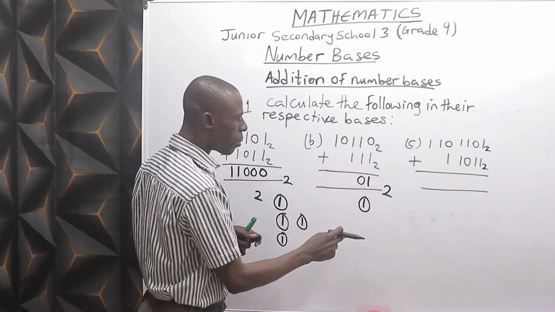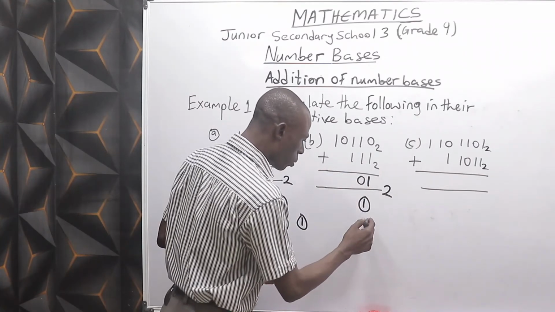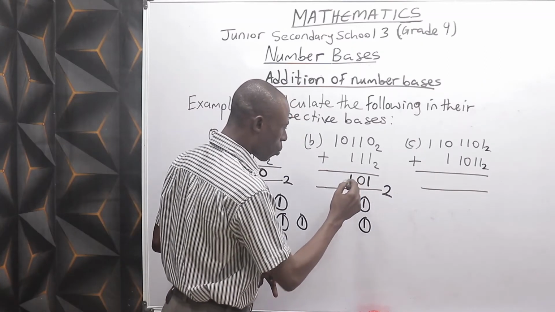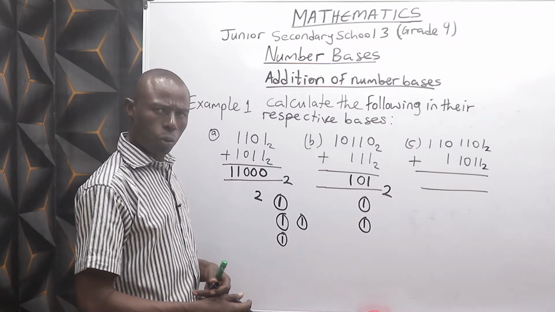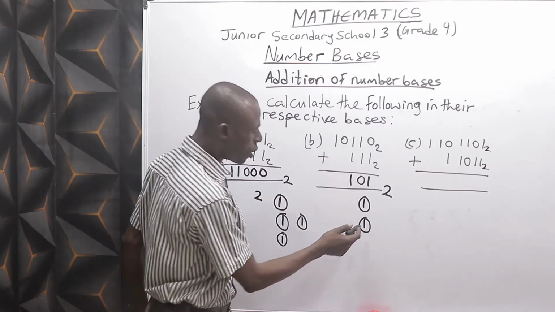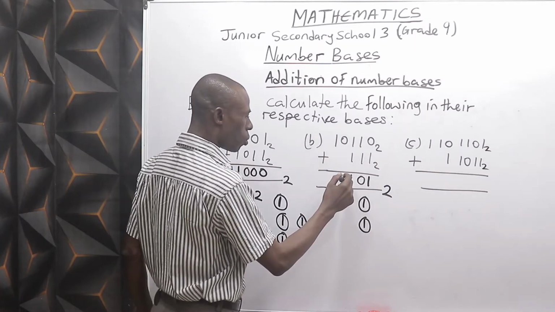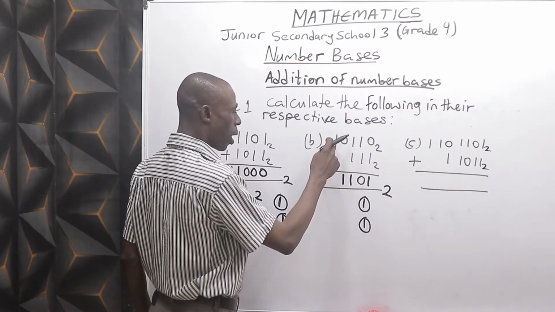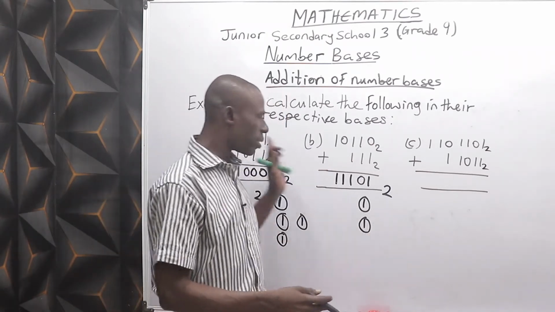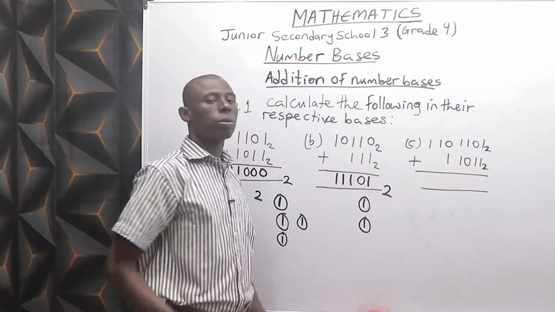To this one, making 3. How many times do we have 2 in 3? 1 time. Remainder 1. Do we understand? That is 2 in 3 is 1, remainder 1. So this one we carry, add it to this 0, making 1. So you write it straight. This one, write it straight. We are writing them straight because they are not up to the base. And that is the answer. The answer is 11101 base 2.